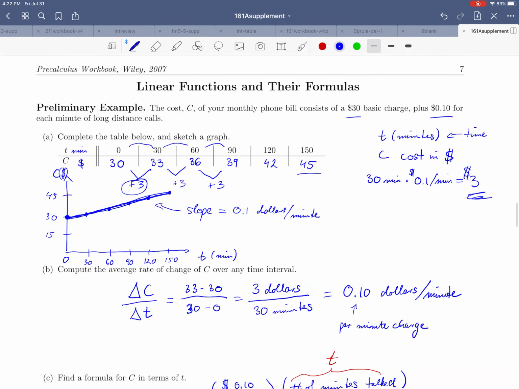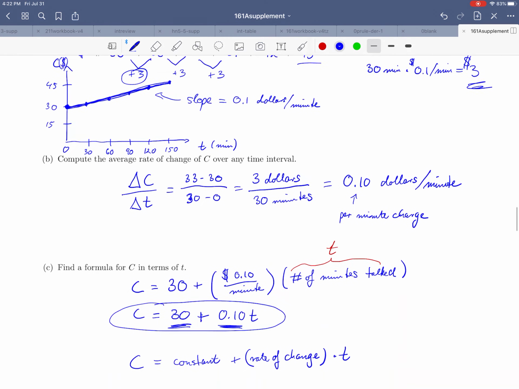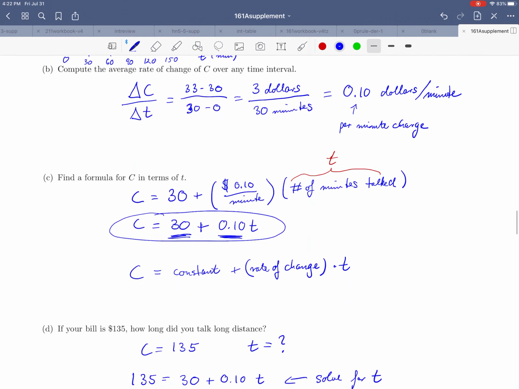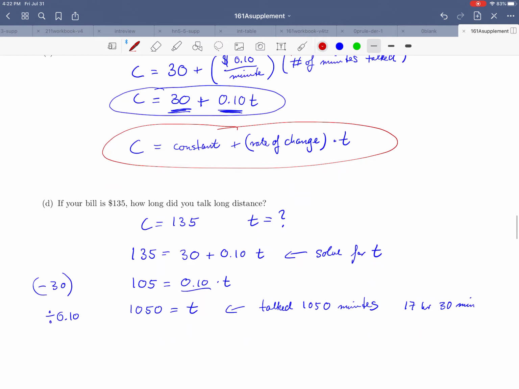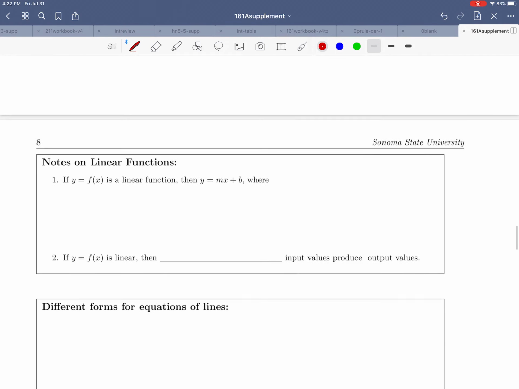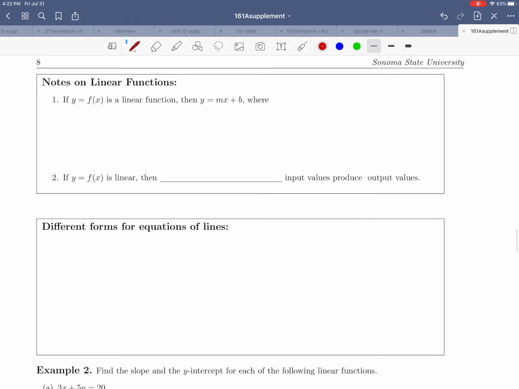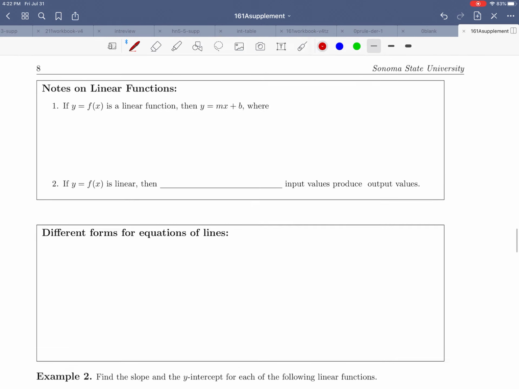So in the previous video, we saw this example of a monthly cost function for a phone bill, and we came up with an equation that had the form right here. We computed the cost as some constant number plus the rate of change times t. And I remarked that this is what a linear function looks like. So let's generalize this a little bit. And this is probably something that's familiar to you.